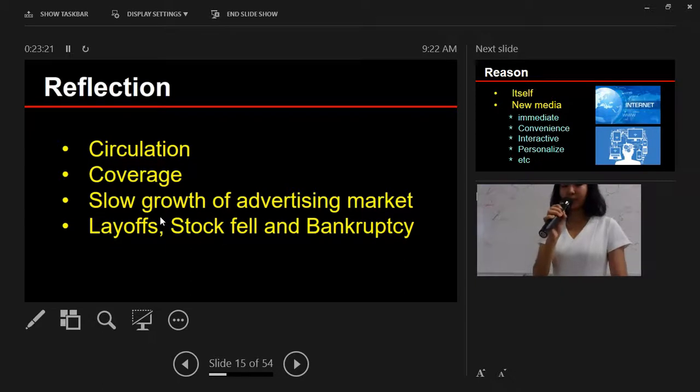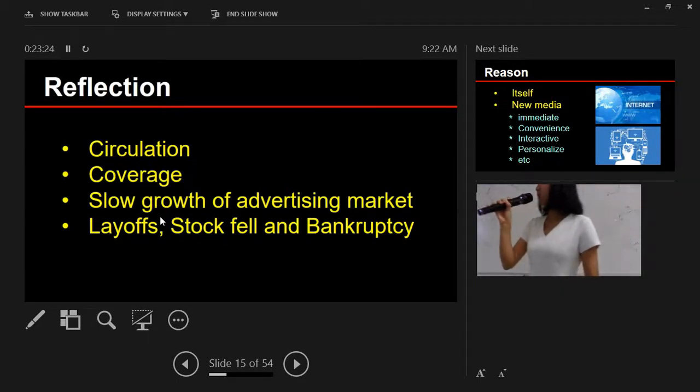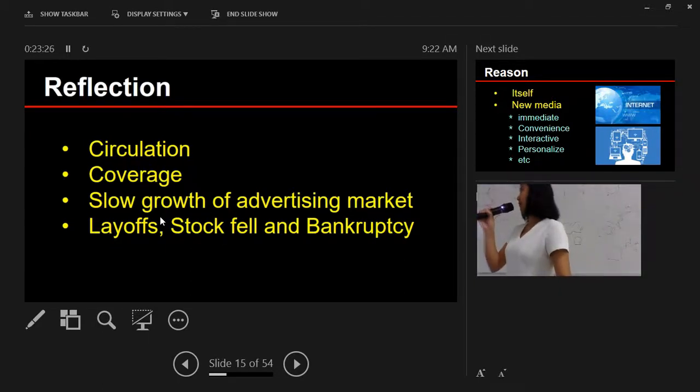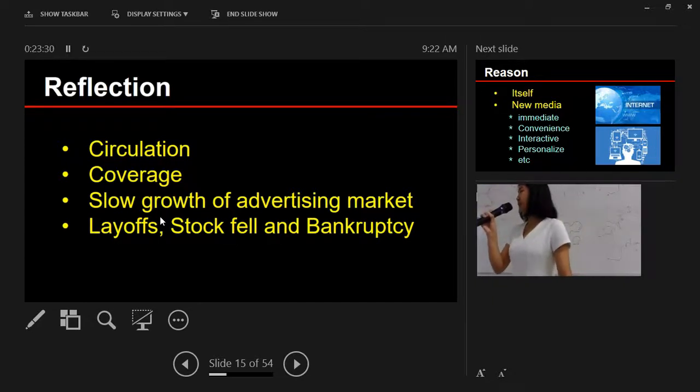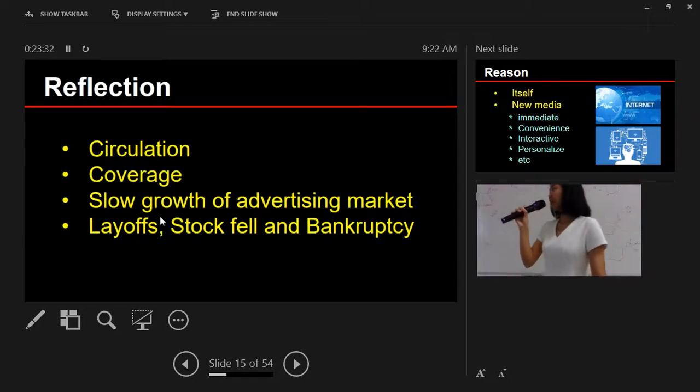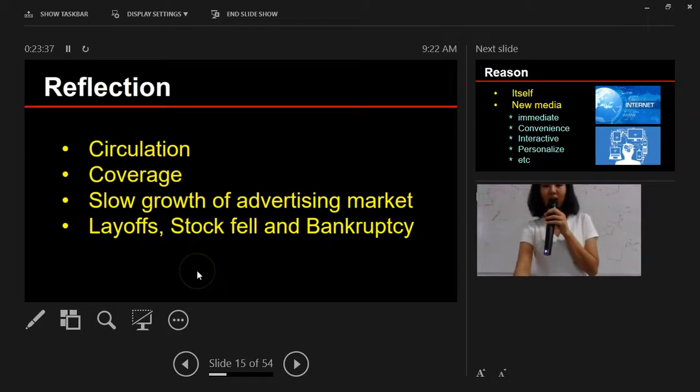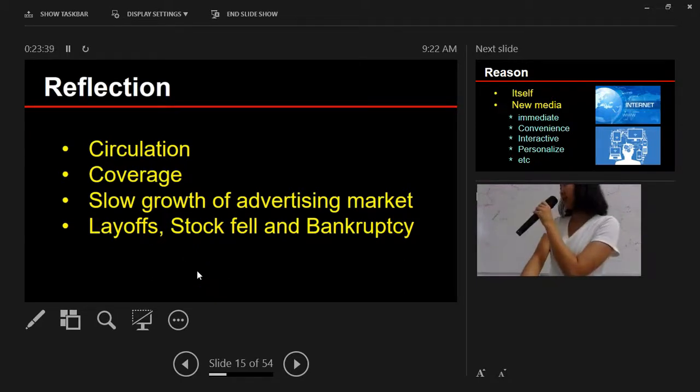The third is low growth of the advertising market. Because of the universalization of the internet, most of the businessmen prefer to advertise online. And the fourth is layoffs, stock failure, and bankruptcy.